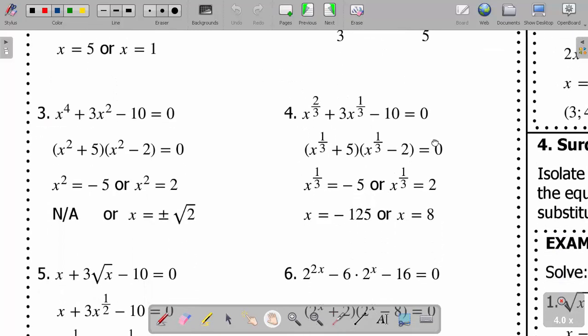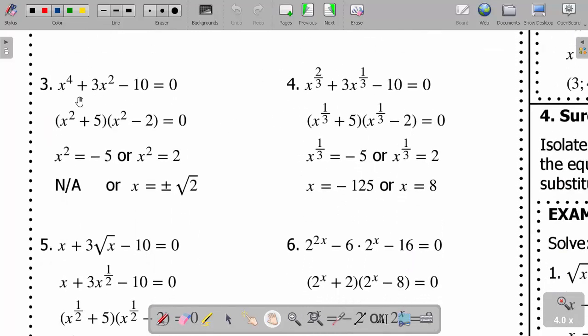Now another example, example 3, it says x power 4 plus 3x squared minus 10 equals 0. We finished factorizing this one already. Now after equating to 0, we see that either x squared equals minus 5 or x squared equals 2. But this one, because it's negative, won't give us a real solution. Why? Because we said the square root of a negative has no real solutions. Then x squared equals 2, which gives us plus or minus root 2. Hope we are together.